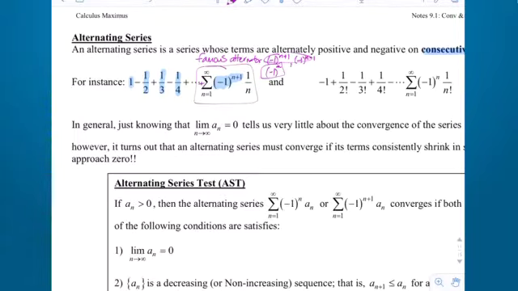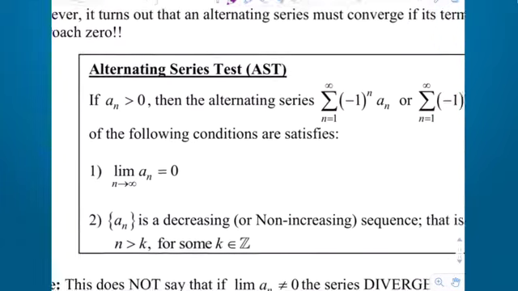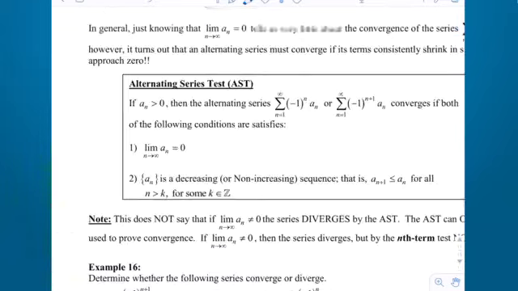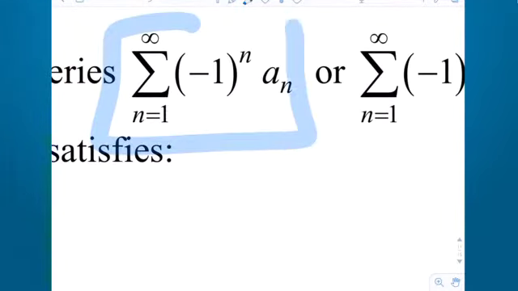Now, here's what the alternating series test says. If you spot an alternating series, then as long as it meets a couple of requirements, you'll be able to tell if it converges. So here's what they look like: negative 1 to the n times a sub n, or negative 1 to the n plus 1 times a sub n, or negative 1 to the n minus 1 times a sub n.